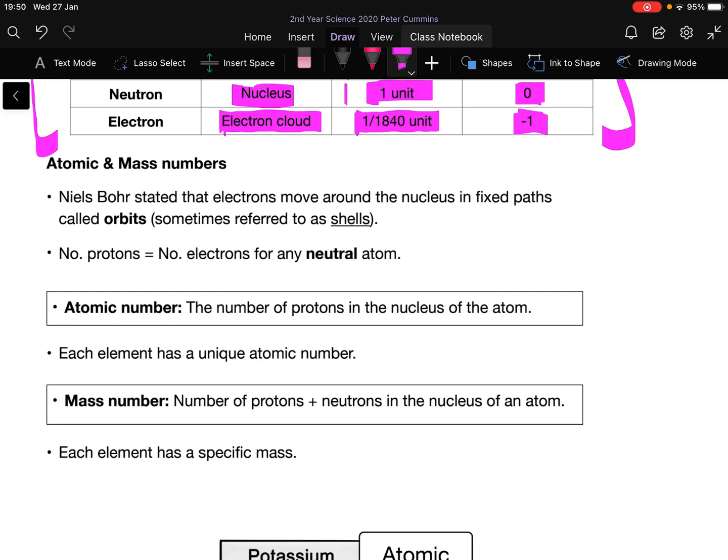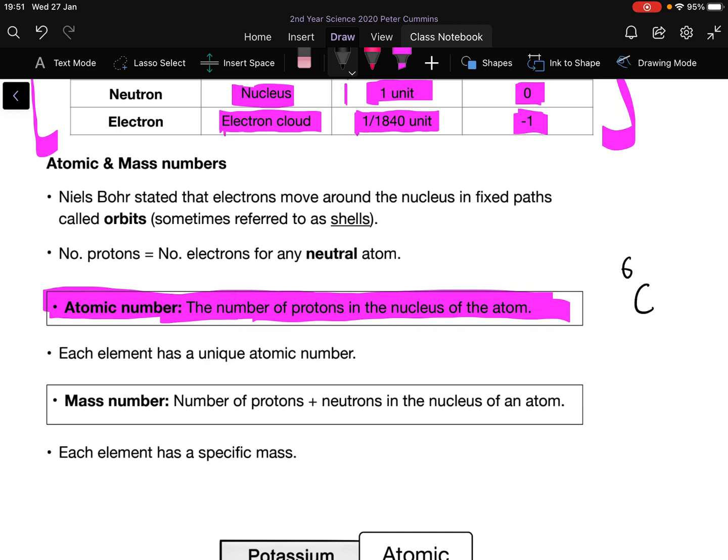This is other lingo you saw up top. So atomic and mass units. So two definitions. The number of protons in the nucleus is the atomic number. So the small number is how many protons it has. It also tells you how many electrons it has.